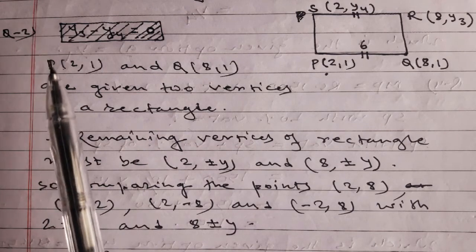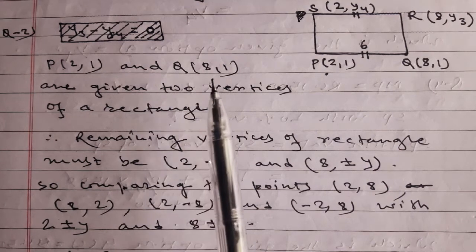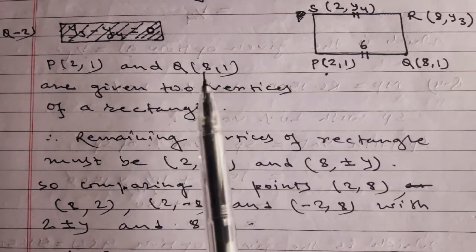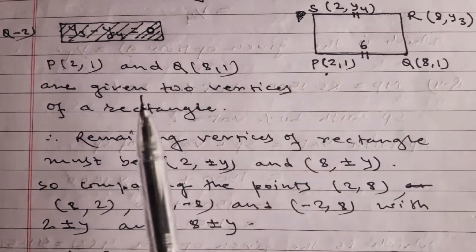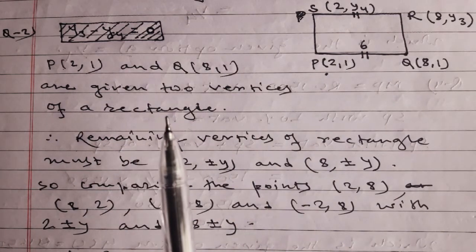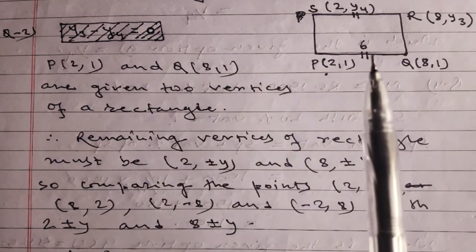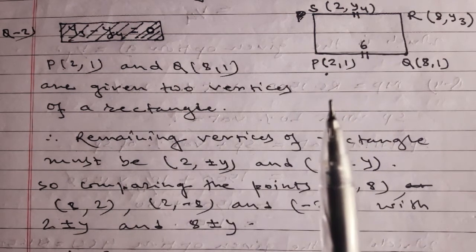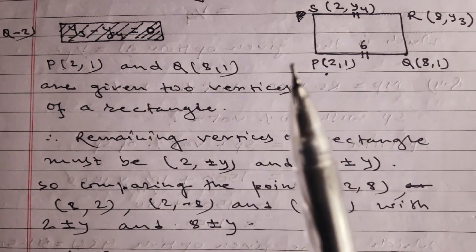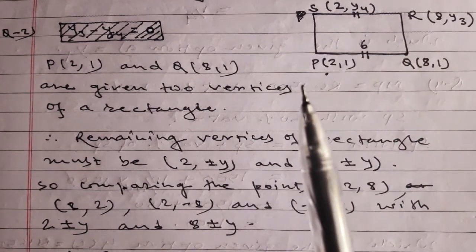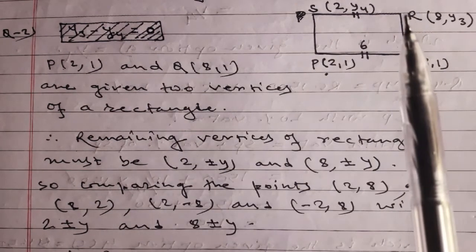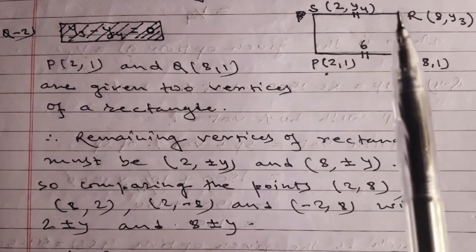Solution of question number 2. P(2, 1) and Q(8, 1) are given two vertices of a rectangle, and we have to determine the other two vertices of the given rectangle. Let us suppose the other two vertices of the given rectangle are R and S.